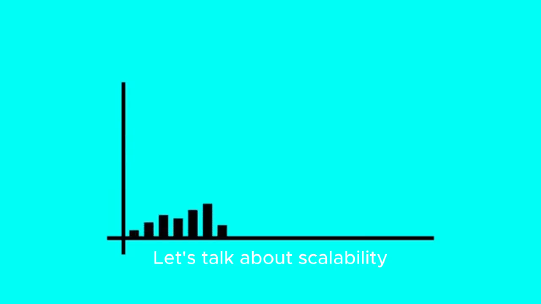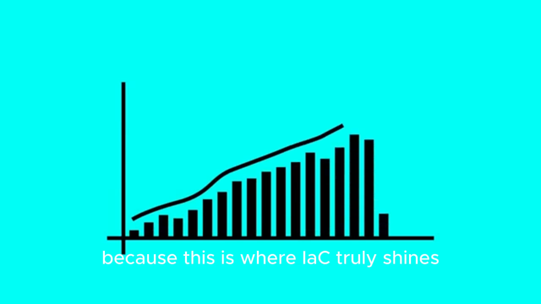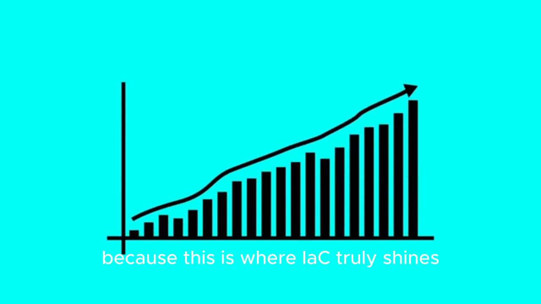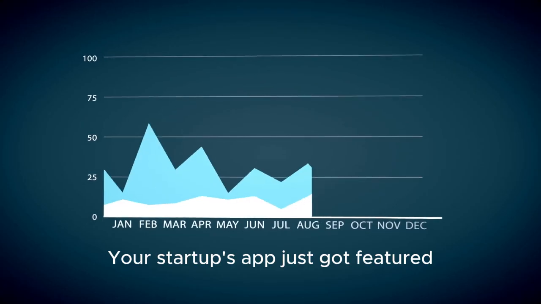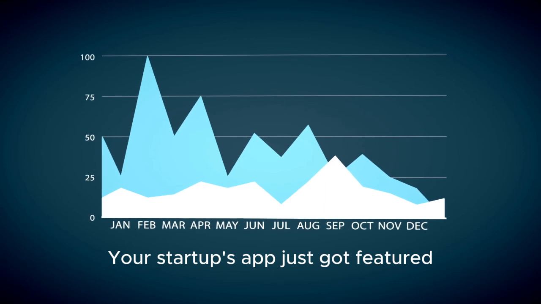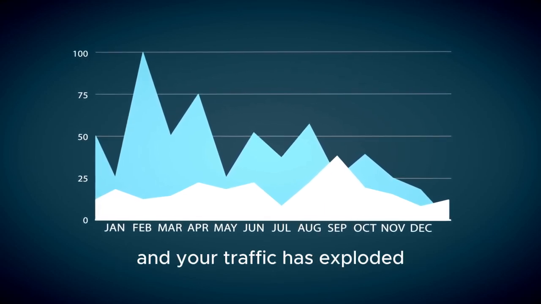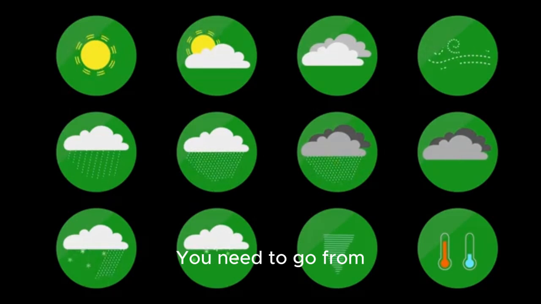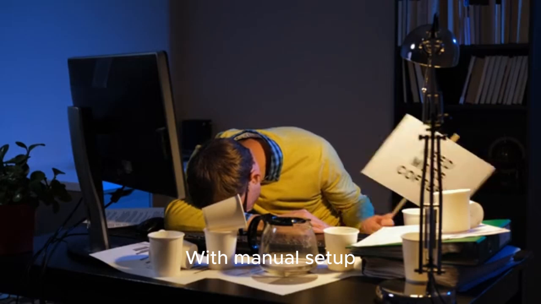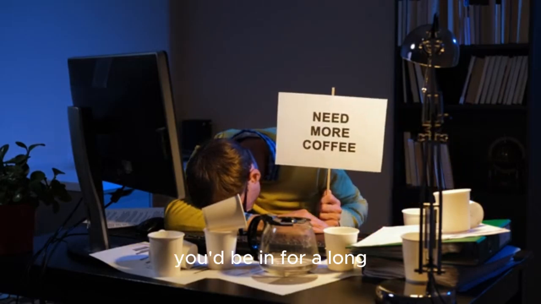Let's talk about scalability, because this is where IaC truly shines. Your startup's app just got featured on a major news site and your traffic has exploded. You need to go from 2 web servers to 20 right now. With manual setup, you'd be in for a long, stressful night.